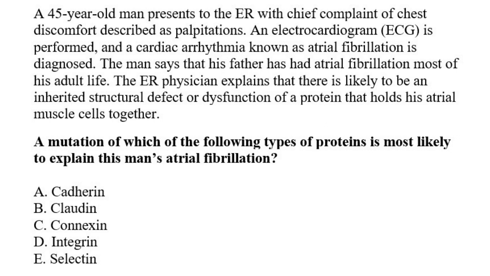A 45-year-old man presents to the ER with chief complaint of chest discomfort described as palpitations. An electrocardiogram is performed and a cardiac arrhythmia known as atrial fibrillation is diagnosed. The man says that his father has had atrial fibrillation most of his adult life. The ER physician explains that there's likely to be an inherited structural defect or a dysfunction of a protein that holds its atrial muscle cells together.